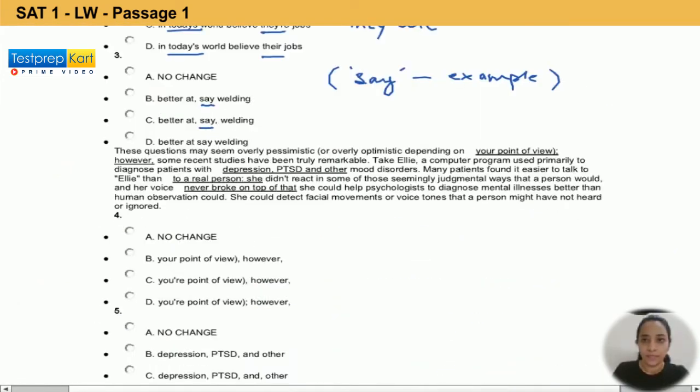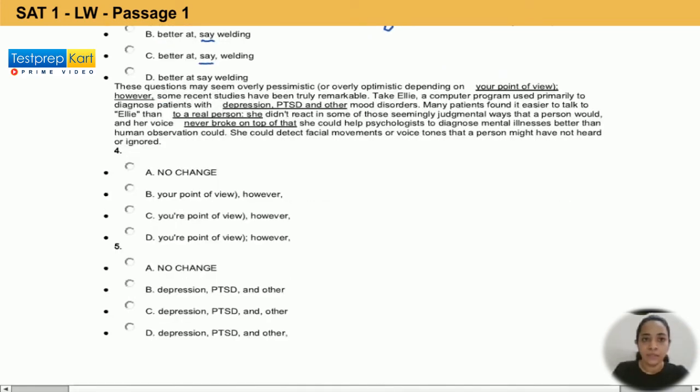Now, let's look at passage 2. This talks about questions being pessimist or overly optimist, and then studies which are remarkable, and then we are talking about a program which is primarily used. Right? So let's look at the first part. This comes under a bracket. You can see inside a bracket.